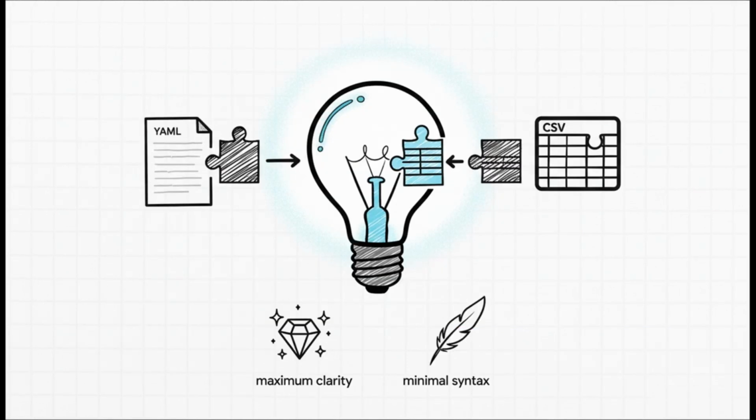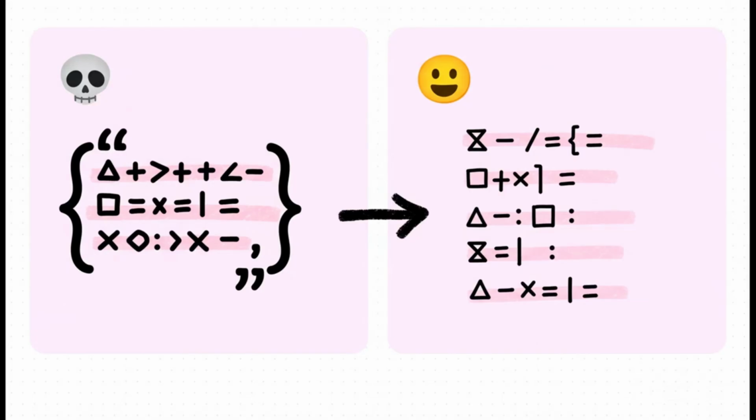So how does TOON pull this off? Well, it's pretty clever, actually. It basically borrows the best ideas from other formats. It uses that clean, indentation-based structure from YAML for any nested data, which makes it incredibly easy for a person to just read. And for arrays of similar objects, it switches to a tabular, kind of CSV-like format. The whole goal is super simple. Minimal syntax, maximum clarity.